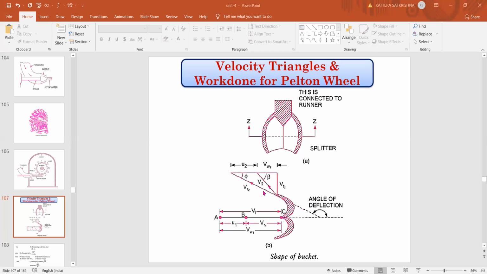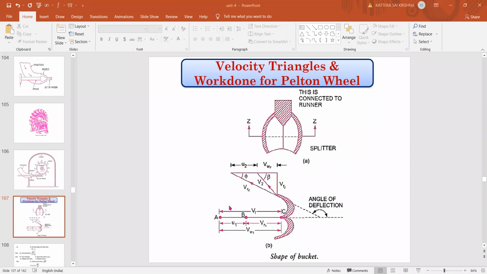So again, we already know the velocity triangle at the outlet. VR2 is the relative velocity, V2 is the jet velocity at the outlet, and VF2 is the flow velocity coming out from the outlet part, where these are the angles beta as well as your phi angle. And this is U2 from this point to here, and VW2 in between these two points. So already we know how to draw the triangles and all. I'm just showing the diagram here.